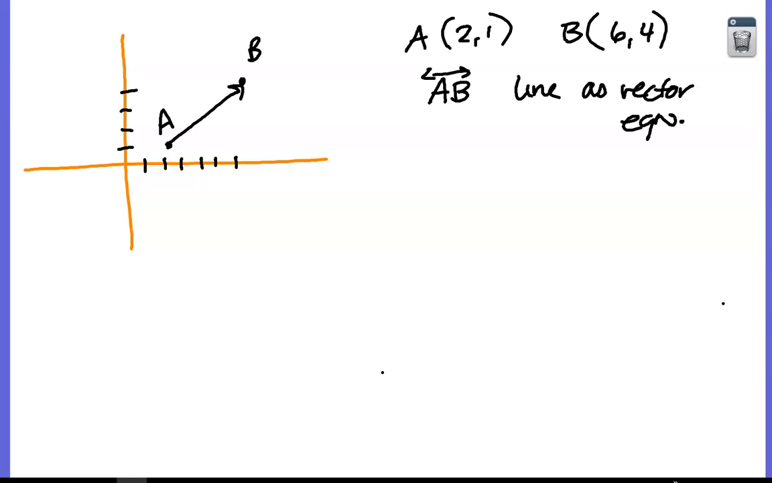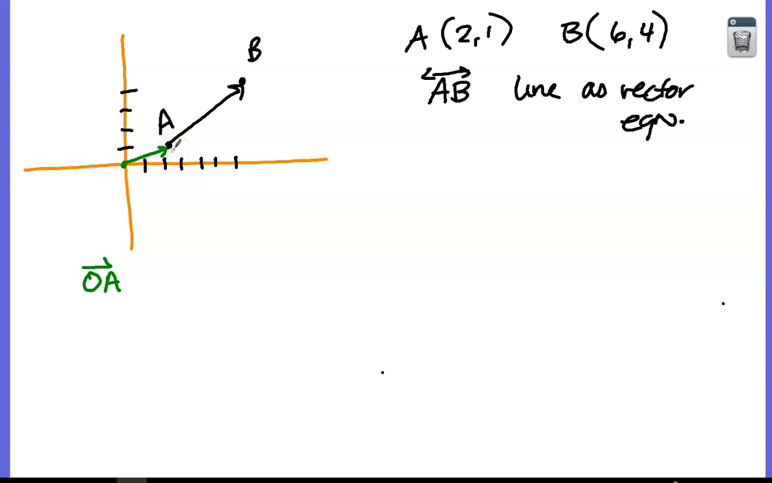Okay, so how do I do this? The first thing that we're going to do to create this line is we need to start by getting out to A. So we need to go from the origin out to point A. So this is its own little vector. I want everyone to see that. I'm going to start by going from the origin out to point A, which is a vector. So here I go. I'm going to start at the origin. That will get me to point A.